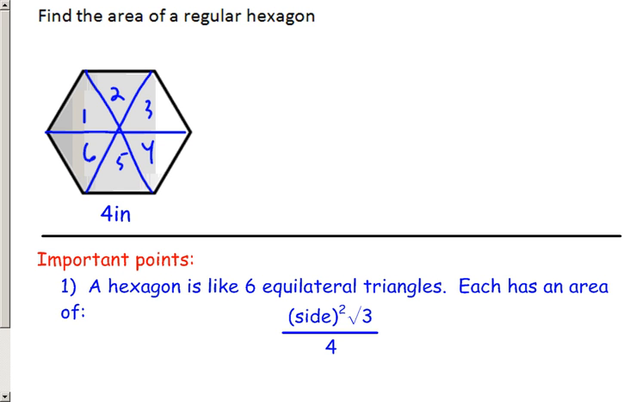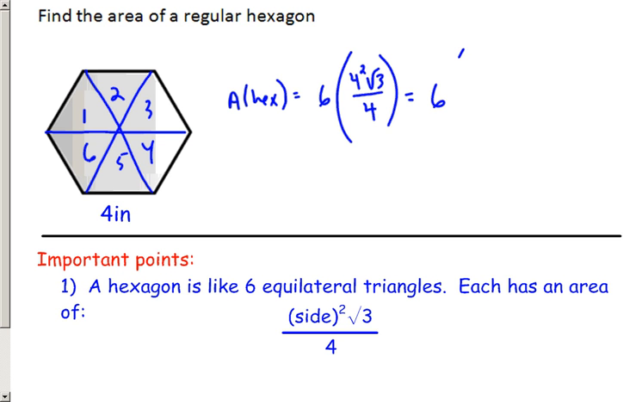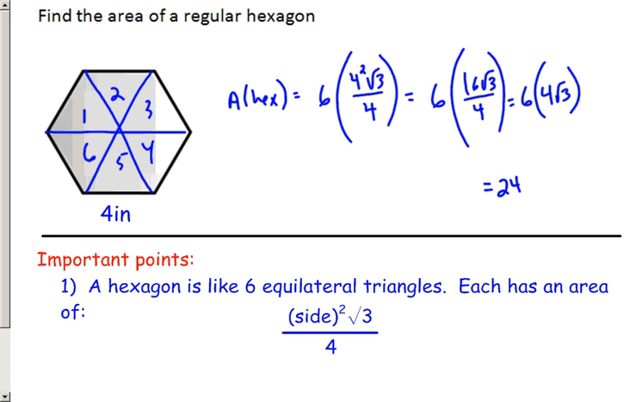So the area of the hexagon is 6 times 4 squared root 3 over 4, which is 6 times 16 root 3 over 4, which is 6 times 4 root 3, which gives you a total area of 24 root 3. I'm talking about inches, so it's inches squared because we're still talking about area. And that's the area of a regular hexagon. Okay?